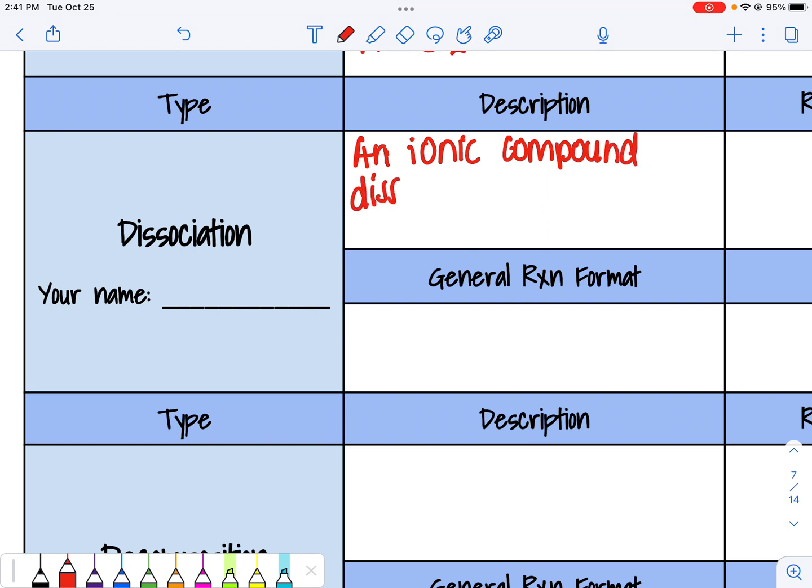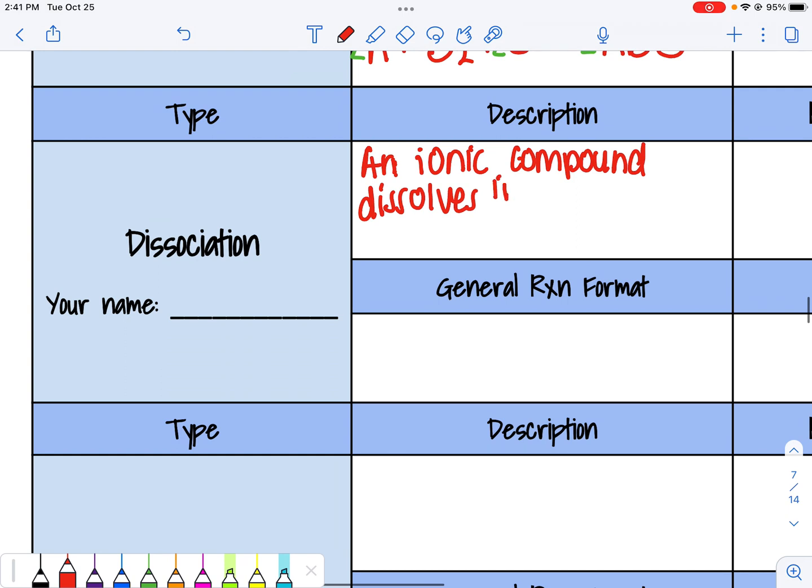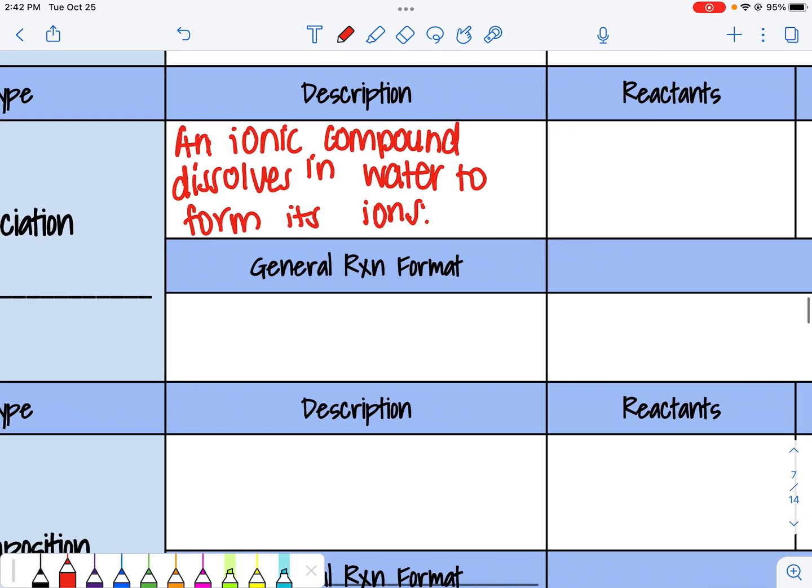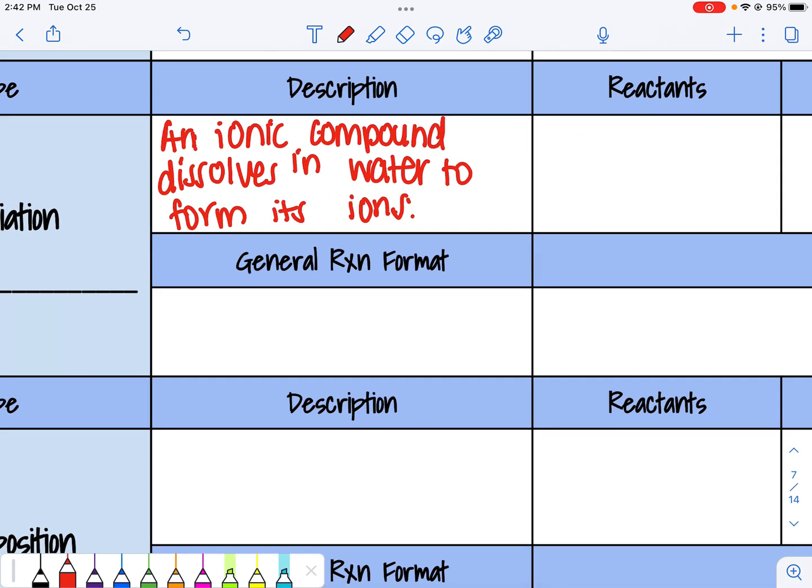That dissolves in water to form its ions. So for the general reaction format for this one, I'm going to use M to represent metal and NM to represent nonmetal, because we know that ionic compounds are formed from a cation and an anion. Generally, that's a metal and a nonmetal.